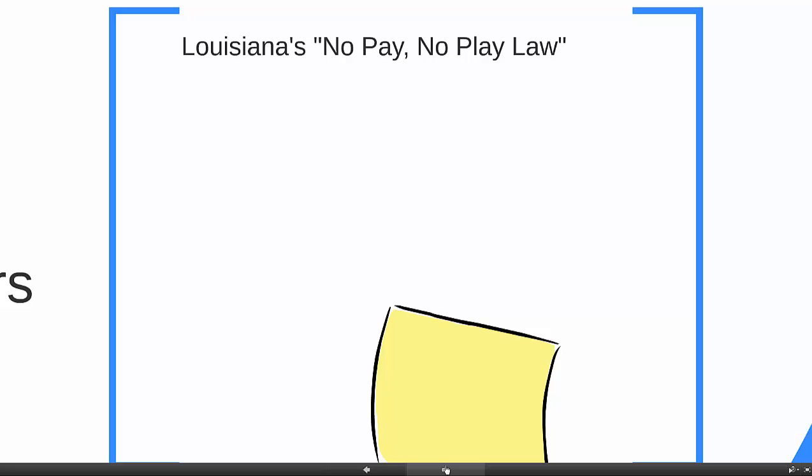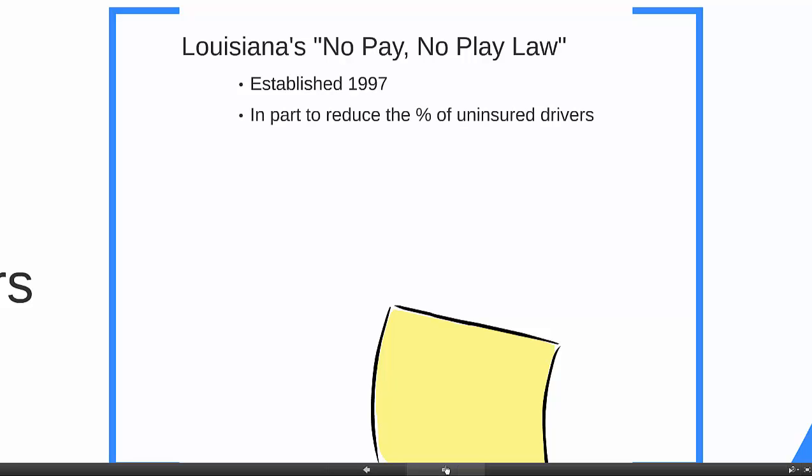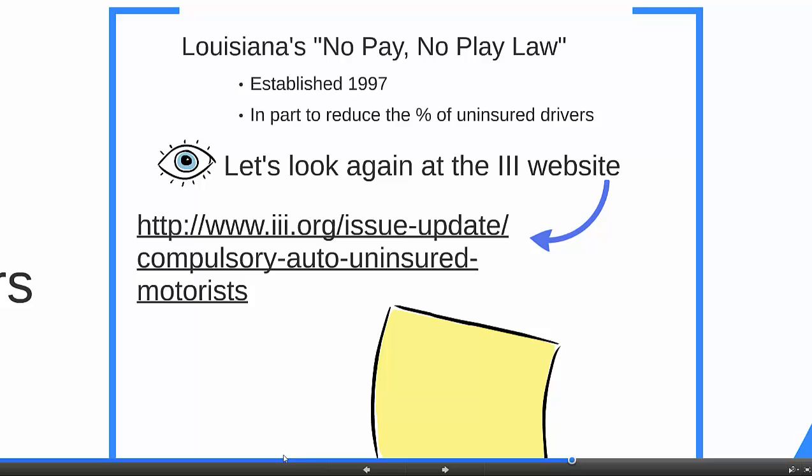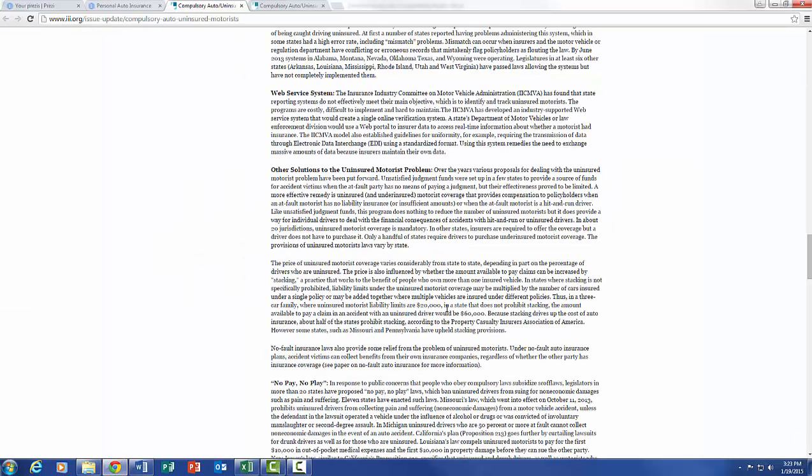Louisiana has a somewhat unique law called No Pay, No Play. It was established in 1997, and part of the purpose of this law was to reduce the percentage of uninsured drivers. Let's look at it in the Insurance Information's website, that same place.